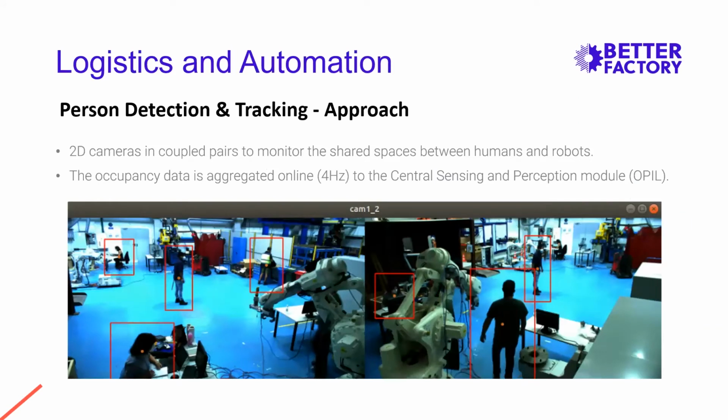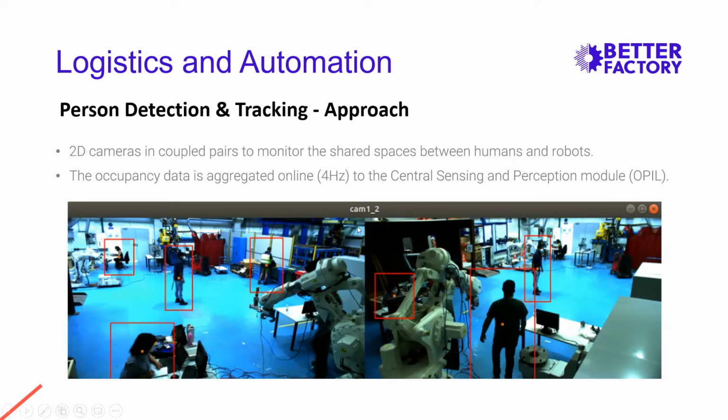So the approach is to install stereo pairs of cameras. They have to be placed monitoring the same area, but it's not necessary to have a very precise localization or installation. You can just put the cameras there and then perform the calibration between them with a regular procedure.